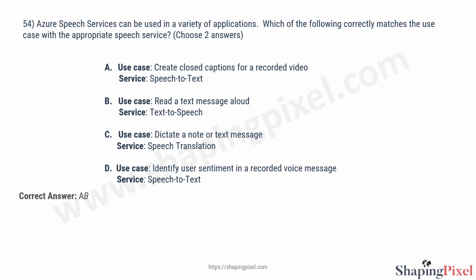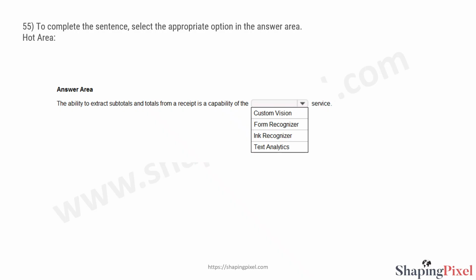Question number 55. To complete the sentence, select the appropriate option in the answer area. The ability to extract subtotals and totals from a receipt is a capability of the dash service. And we have the following four options. So the right answer here is form recognizer.